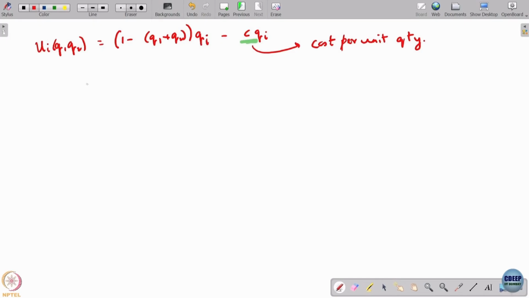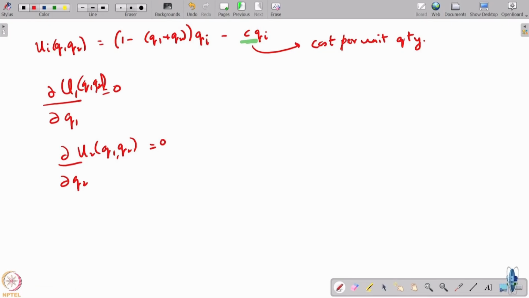So let's just differentiate this. Let's write this for U1 and U2. Let's differentiate and put this equal to 0 with respect to Q1, and let's also put the other equal to 0. What do we get here?